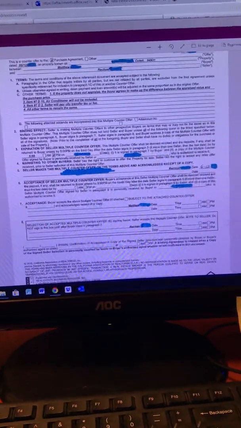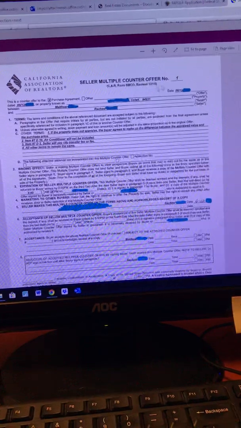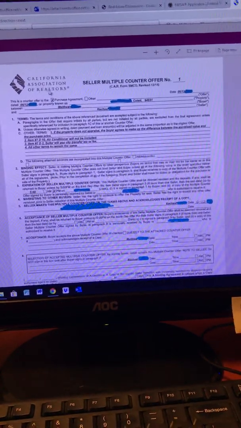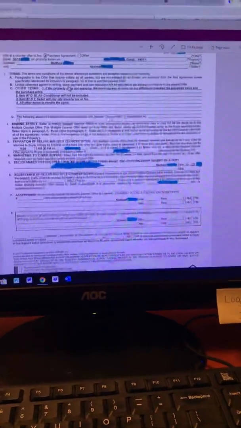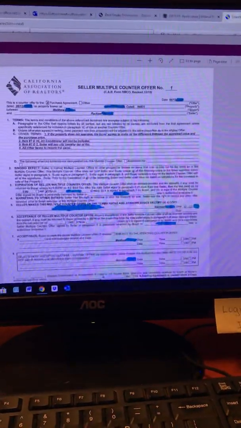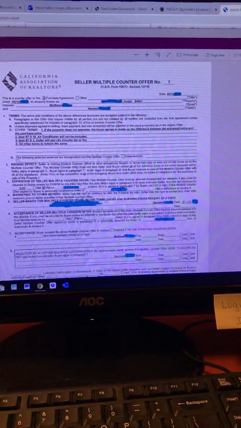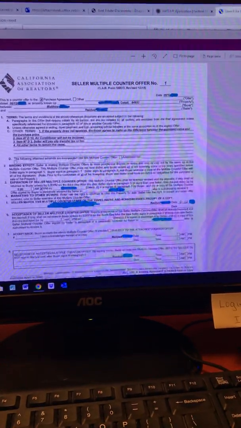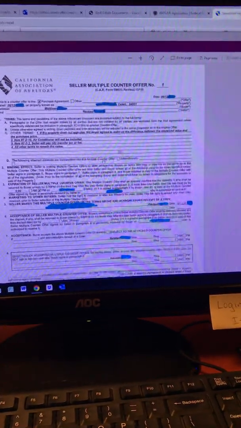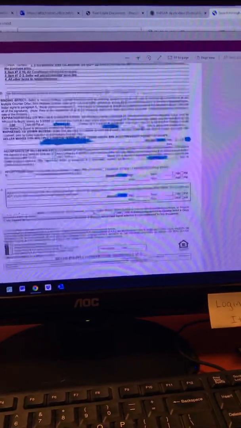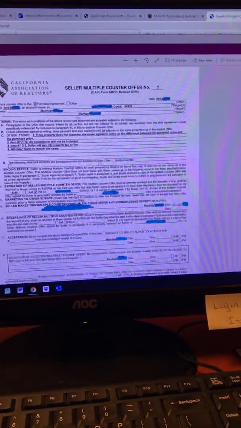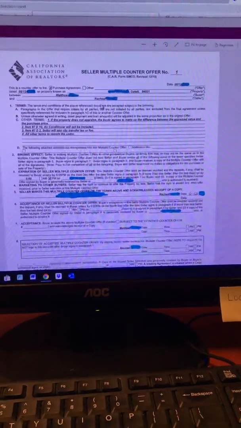So that's the multiple counteroffer from the California Association of Realtors. Make sure you have the proper right to use it. That's how you fill it out. And always check with your broker or an attorney if you have any questions about completing it. But that's the basics, how to fill in the blanks from DocuSample.